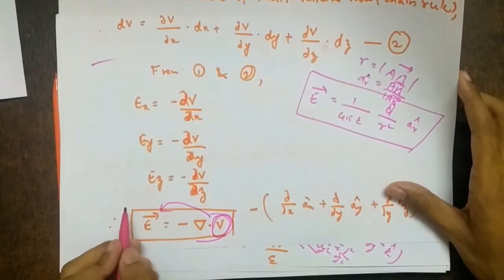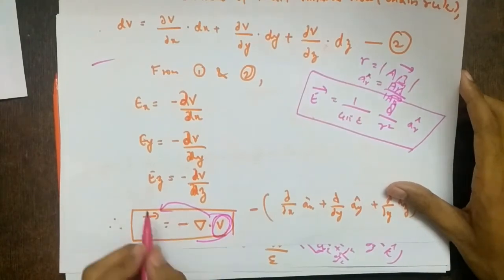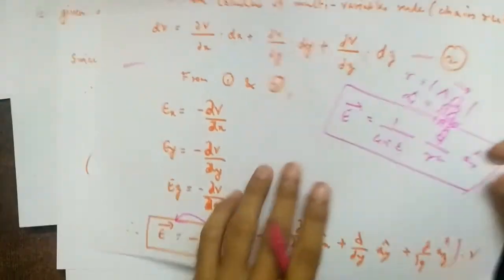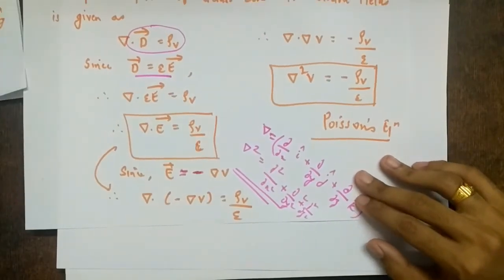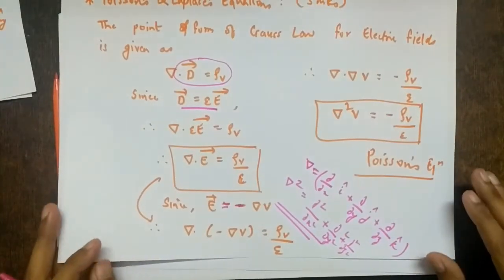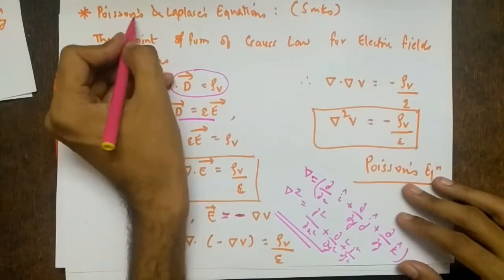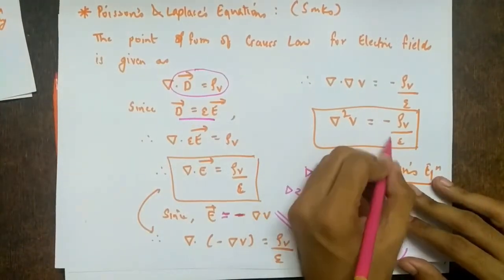Derive the relationship between electric field and electric potential. Remember, this is electric potential. I am saying this because there is also something called magnetic potential. So where were we? We had started with Poisson's and Laplace's equation. So this is Poisson's equation.